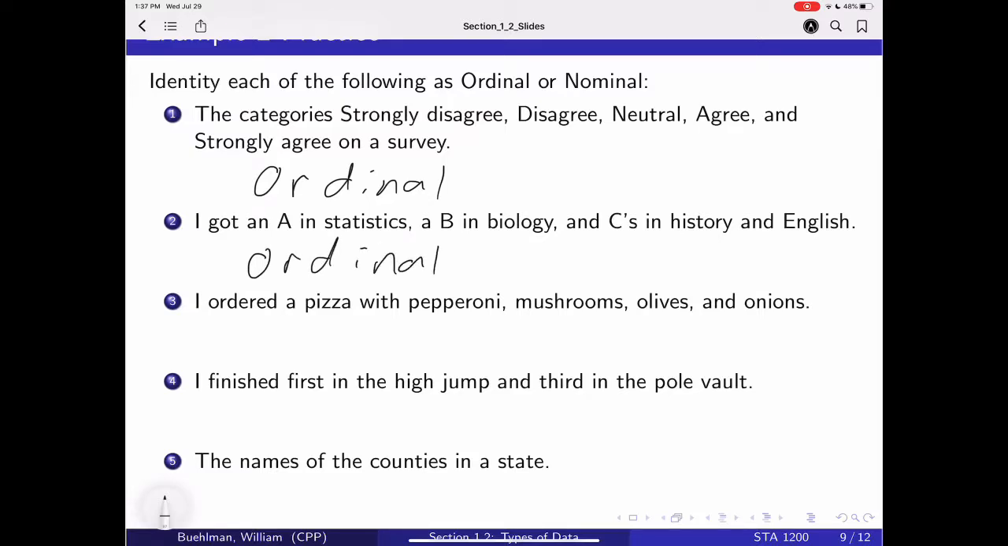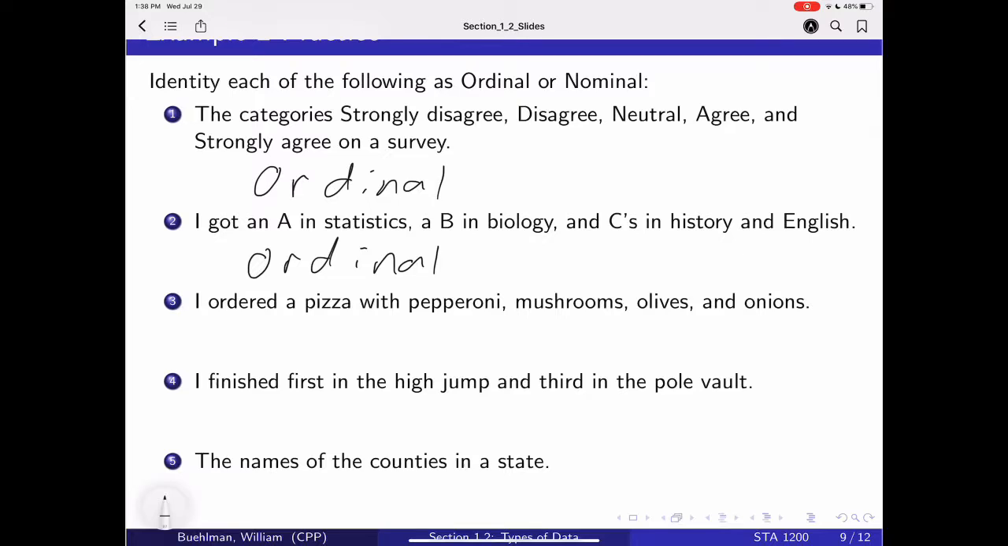Now, if I were to flip this and say, in statistics, I got an A. In biology, I got a B. In history, I got a C. In English, I got a C. That would be nominal, not ordinal, because now the variable of interest is not the letter grade, but the class I'm taking. So we have to be very careful to understand what our variable of interest is.